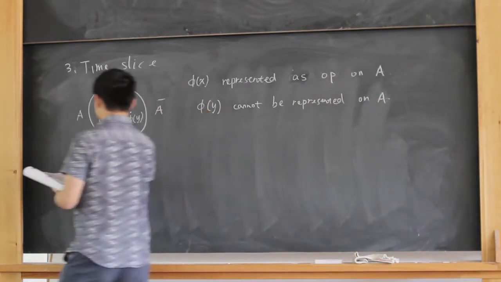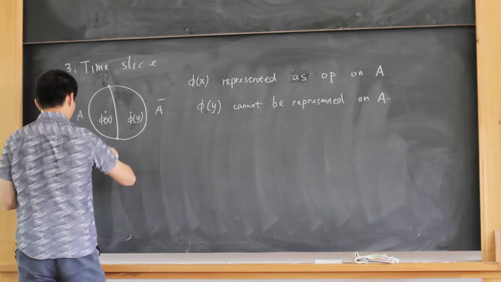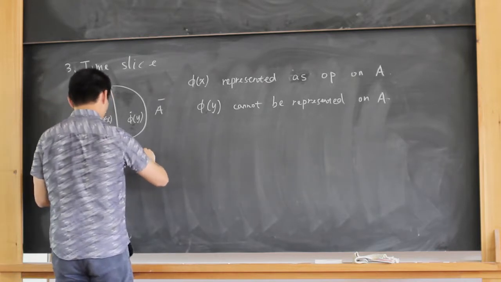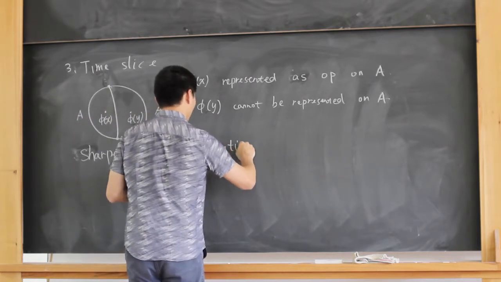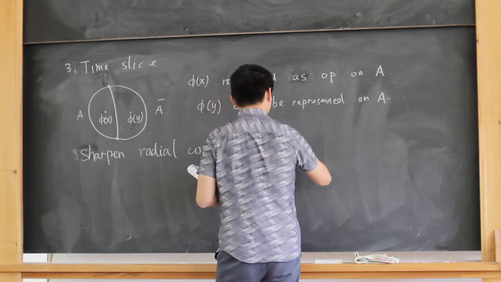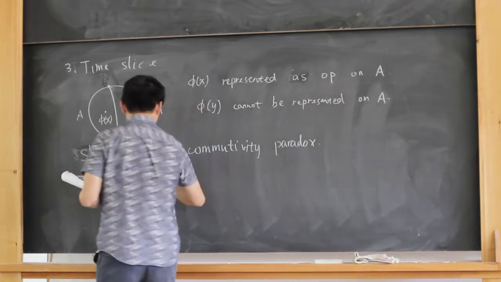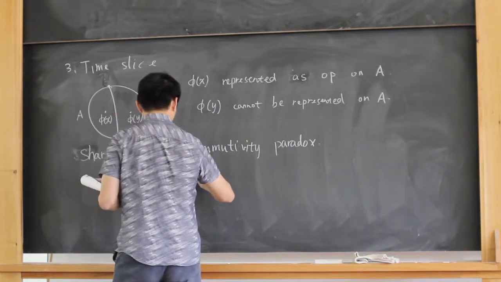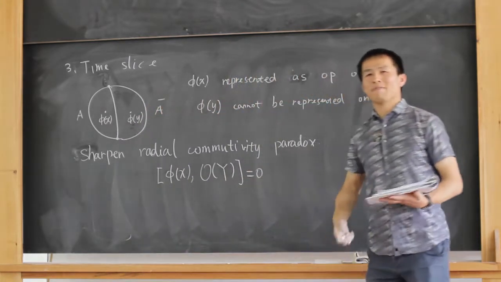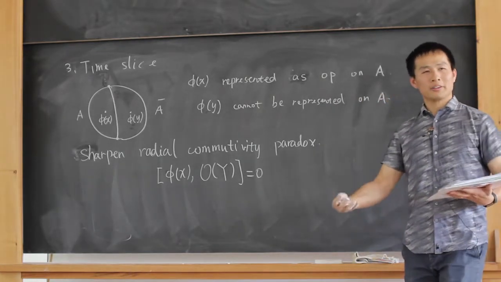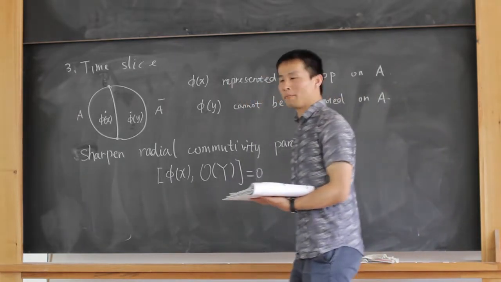So now we can actually use this subregion duality to sharpen our first paradox, the radial commutativity paradox. Previously, I motivated the statement that phi of x should commute with O of y on the same time slice by appealing to some feeling about how the bulk theory should be causal and therefore local, and therefore space-like separated operators should commute.